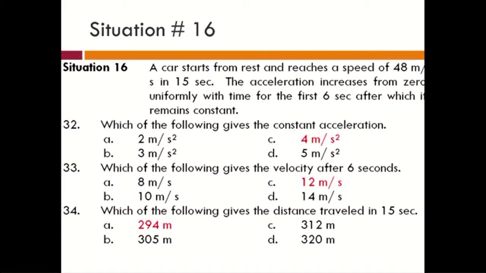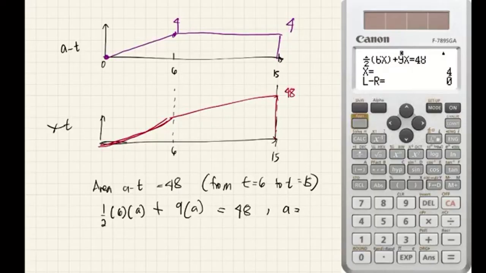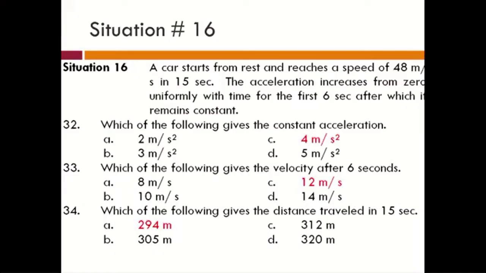Next, which of the following gives the velocity after 6 seconds? Ito na yung hinahanap. Madali na lang yan kasi kukunin na lang natin yung area below the triangle. So, yun lang, ganun lang. So, 1/2 base is 6, height is 4, di 12. Diba? So, answer is 12 meters per second.